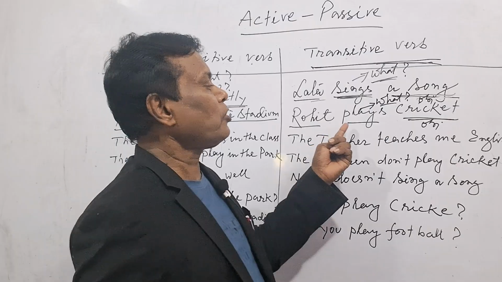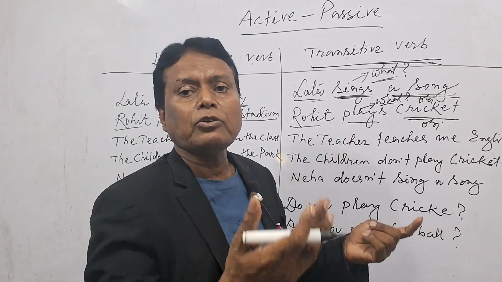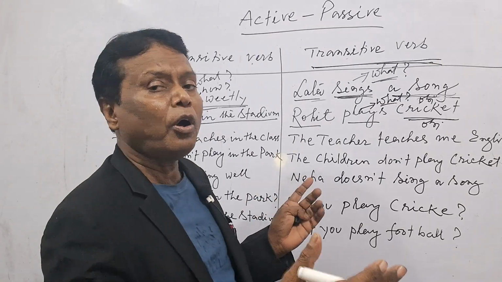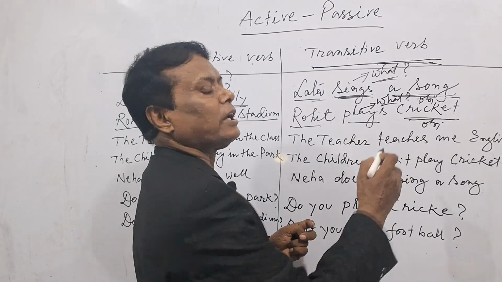So this sentence we can convert into passive. Rohit plays cricket. Convert into negative. Rohit doesn't play cricket. Does Rohit play? Doesn't Rohit play? All these sentences can be converted into passive because objects are there.